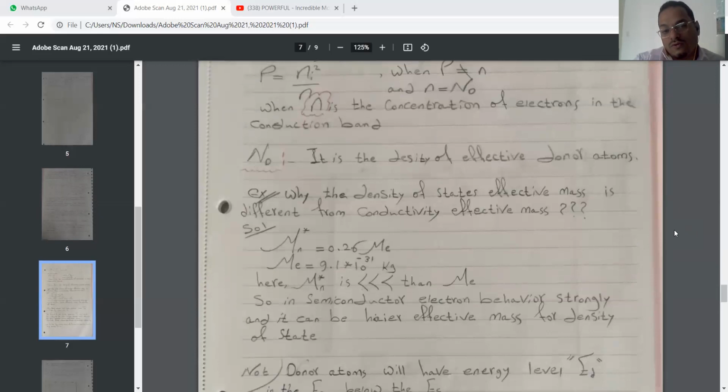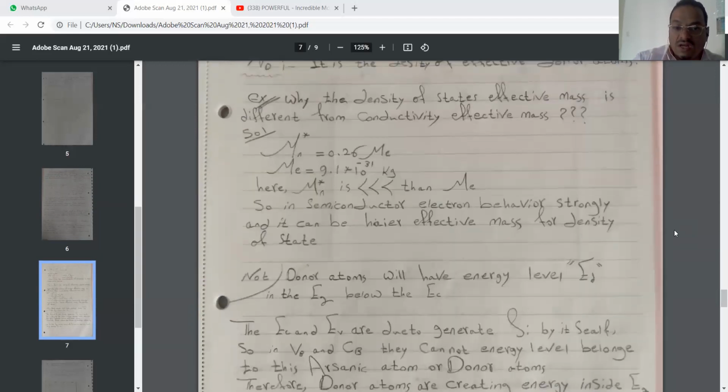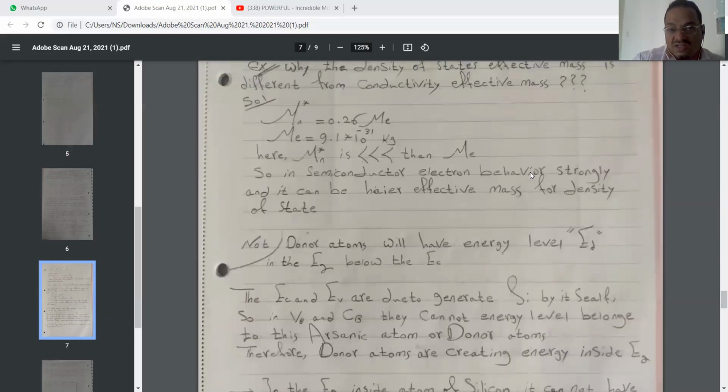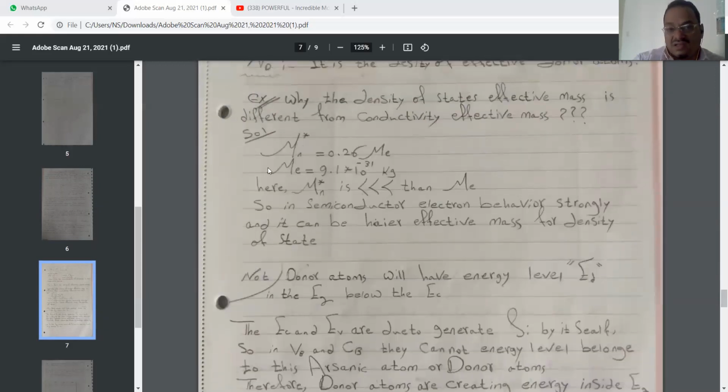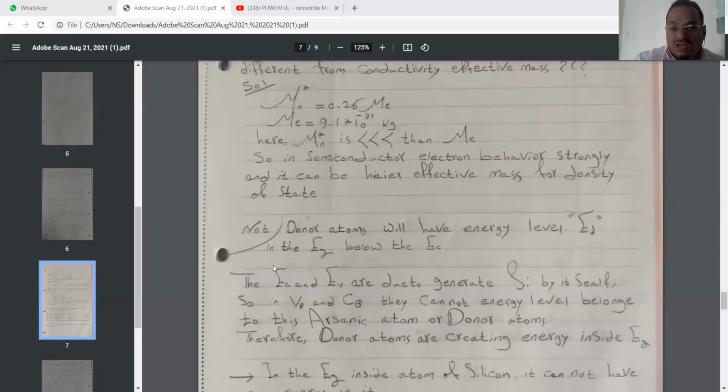Here, let's focus on this question: why is the density of states effective mass different from the conductivity effective mass? We will discuss this question at the end of this lecture. Now let's focus on this note. Donor atoms will have energy level ED in the energy band gap, below EC.